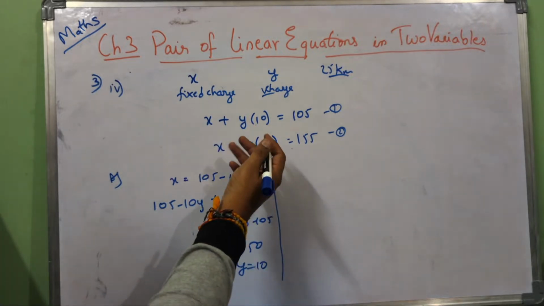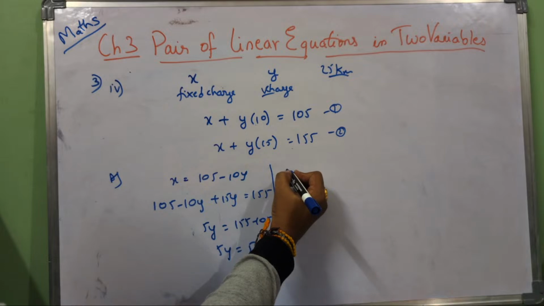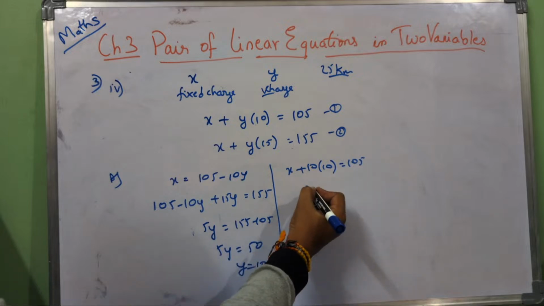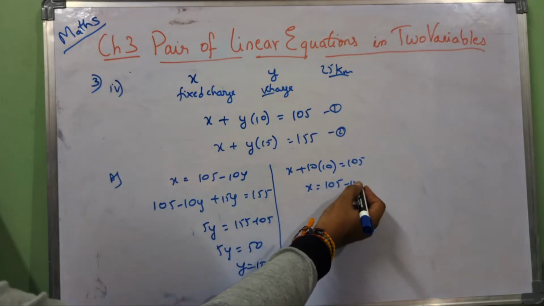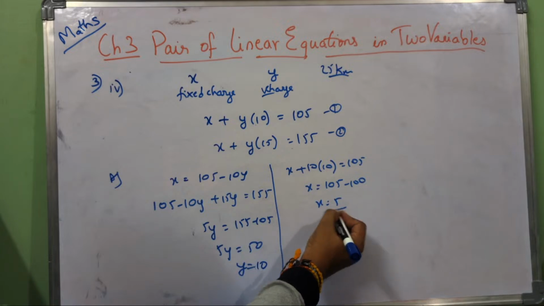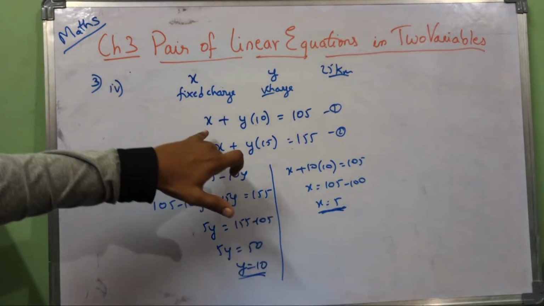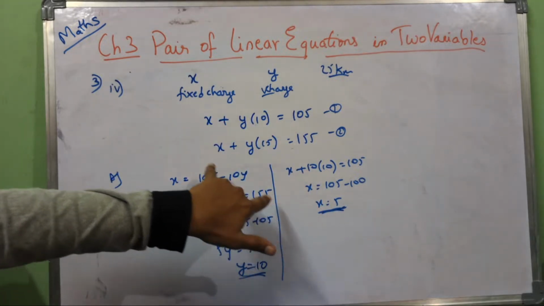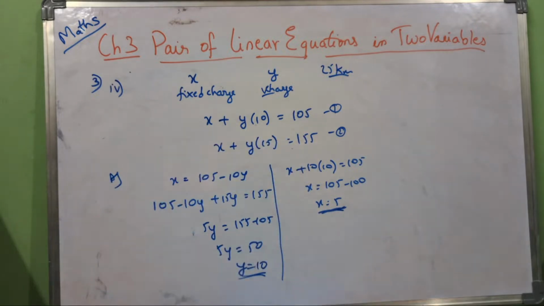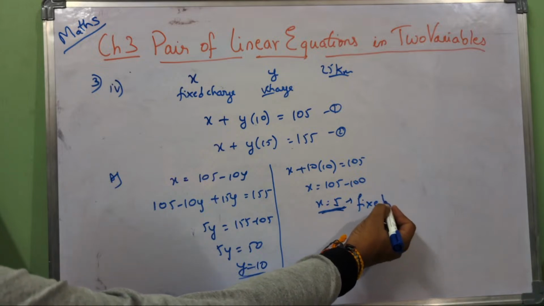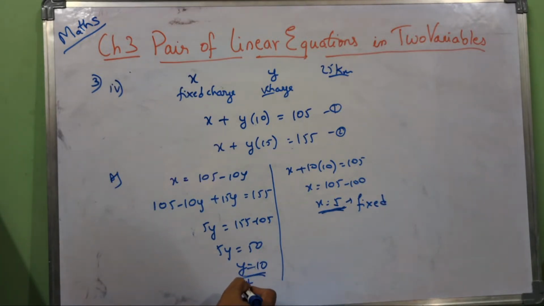Substitute this in the first equation again. So x plus 10 into 10 is equal to 105. So the fixed charge is just 5 rupees. This is very good. We got the variable charge as 10 and the fixed charge as 5. You can cross check: 5 plus 100, 105. 5 plus 150, 155. So the equations are correct. So the fixed charge is 5 rupees, whereas the variable charge per kilometer is 10 rupees.